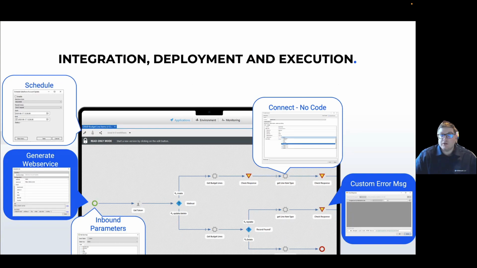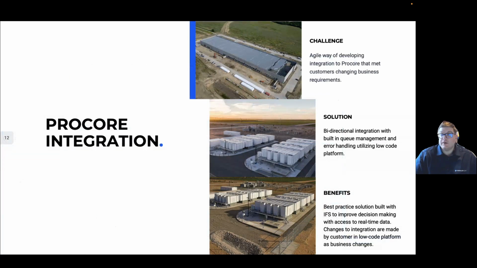Now, Novacura can also be used for backend integrations. The same concepts that were drawn out in a mobile app are now backend interfaces, where you can write inbound parameters, design web services, connect to your favorite systems with no code, and even write custom error messages. We refer to these as machine workflows. A machine workflow can be called as a service or can be scheduled to run at a specific interval. We've used these concepts to build out the Procore integration.